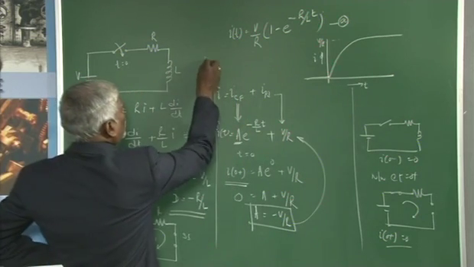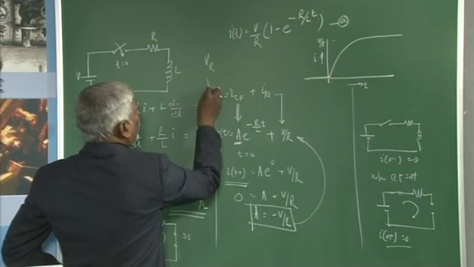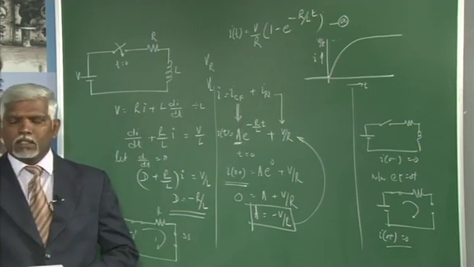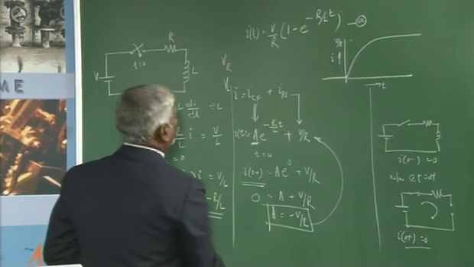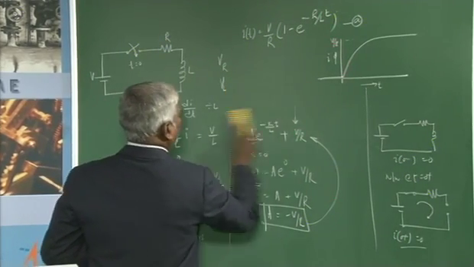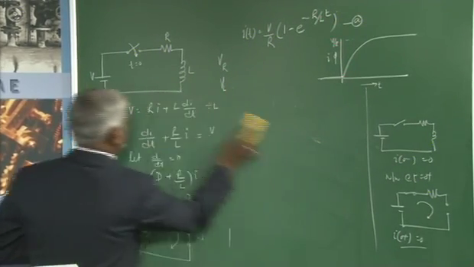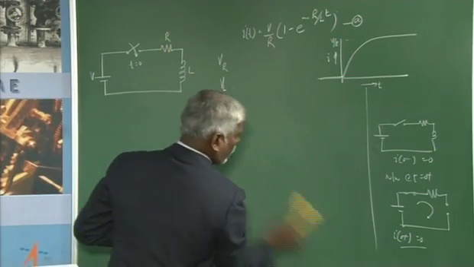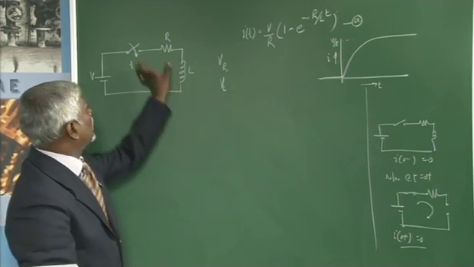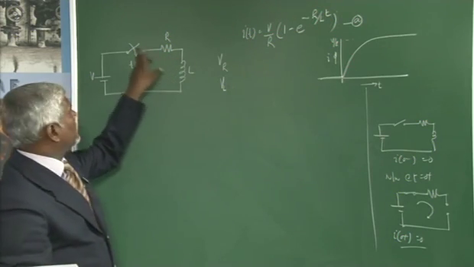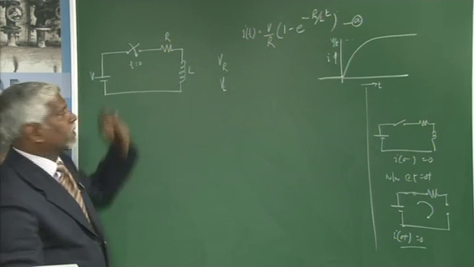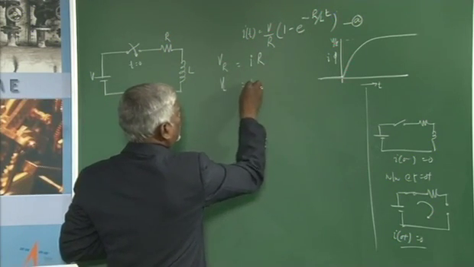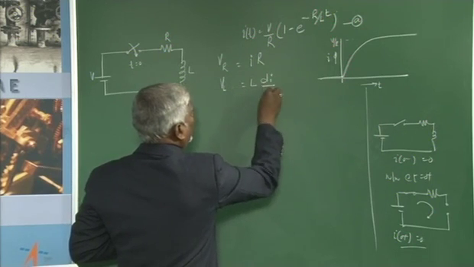Now, the question is, what about the voltage across your resistor and the voltage across your inductor as the current varies? As the current varies, we need to calculate the voltage across the inductor and the resistor. The procedure is almost the same for any type of circuit. So, we will see what happens to the voltage across the resistor and the inductor after the switch is closed. Voltage across the resistor is I into R, and voltage across the inductor is L di by dt.